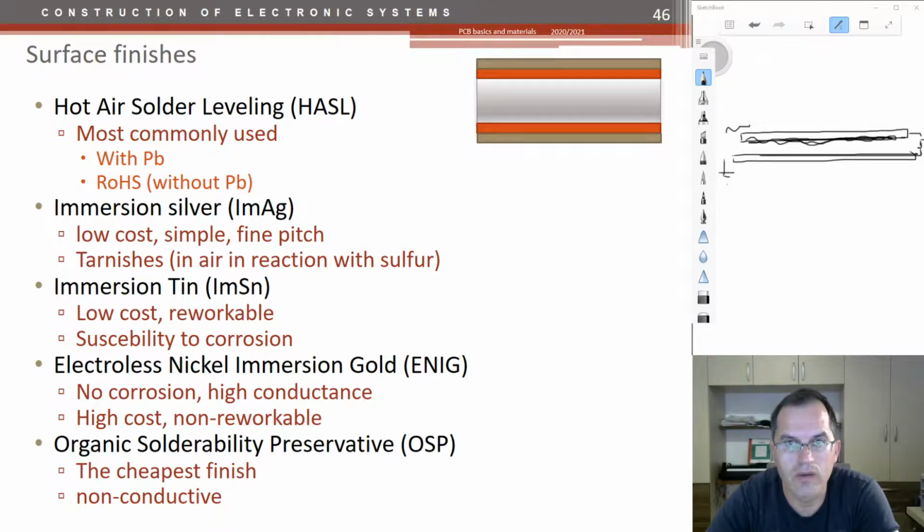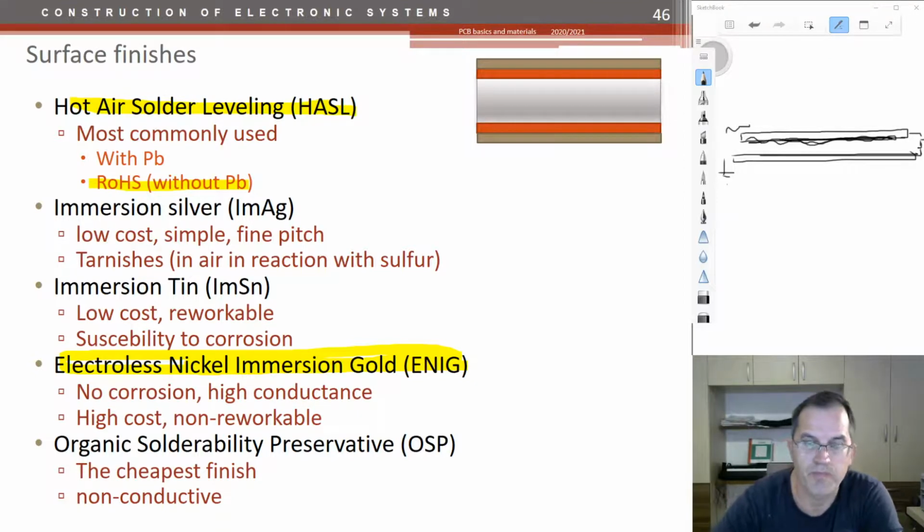So, HASL without lead. Then you can have silver coating, or immersion tin, or electroless nickel immersion gold, or ENIG. This is the second most used coating. And then you can have the lowest cost one, organic solderability preservative, OSP. So how do you choose which one?